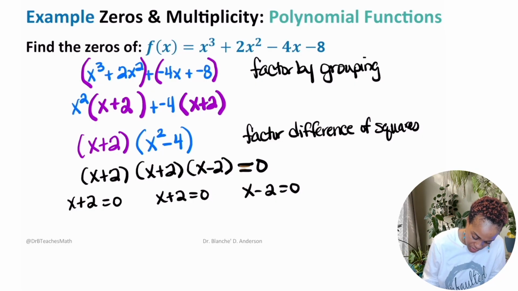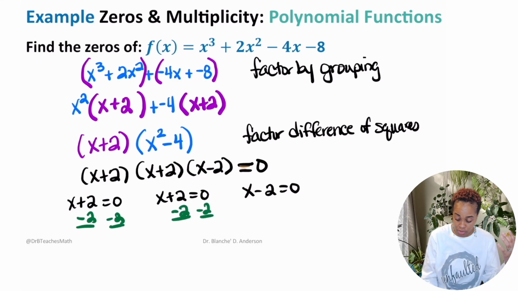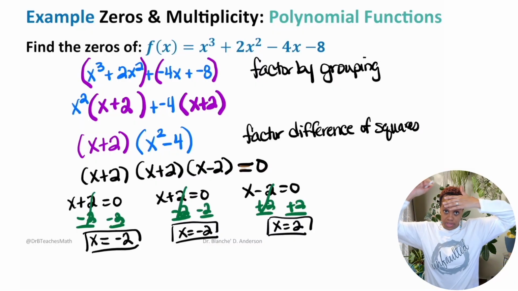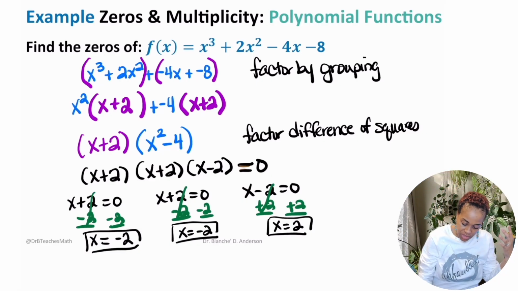So now when I solve for this, I'm going to subtract 2 from both sides, and I'm going to add 2 here, and those will cancel out, right? So I'm left with, can y'all see that? Yep, x equals -2, x equals -2, and then x equals 2. These are all my zeros. Y'all see that? I have 3 zeros, or technically these are the same.